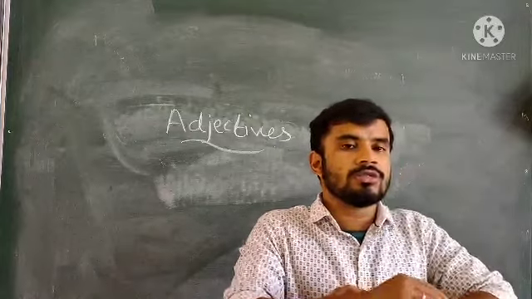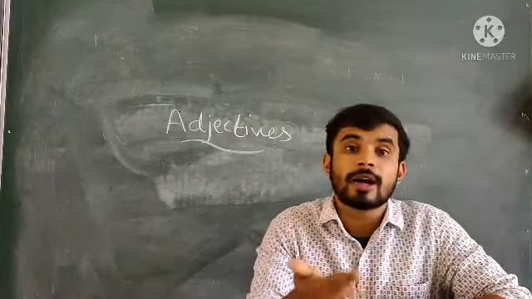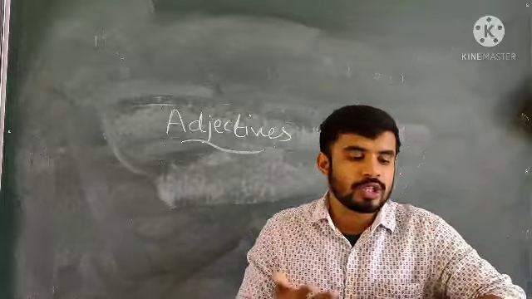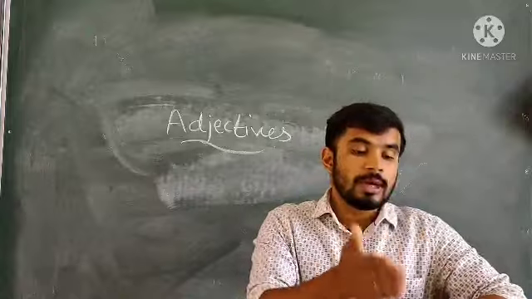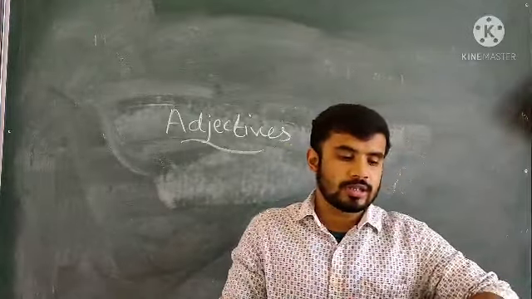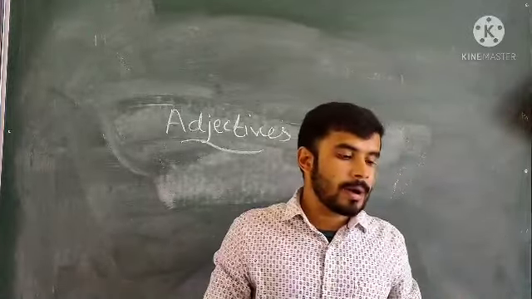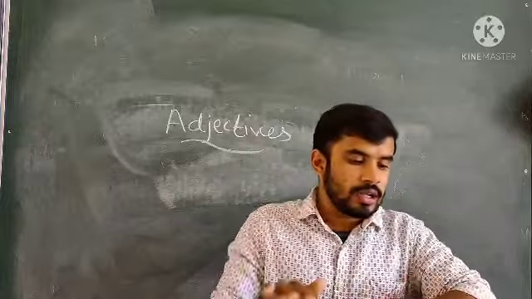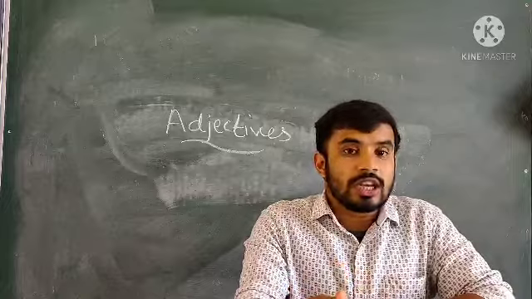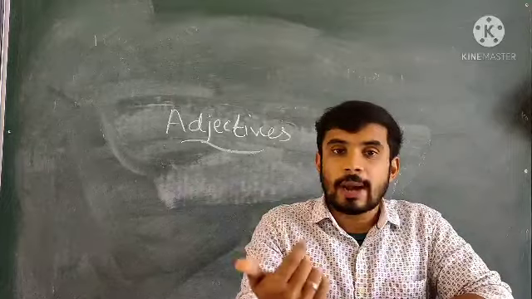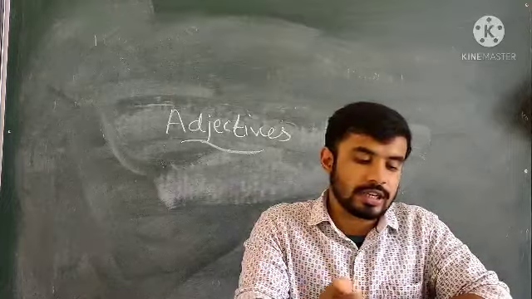Comparison of adjectives: positive, comparative and superlative form. Just like large, larger, largest, and many, more, most. There are three degrees of adjectives. Which are the three degrees? Positive, comparative and superlative.